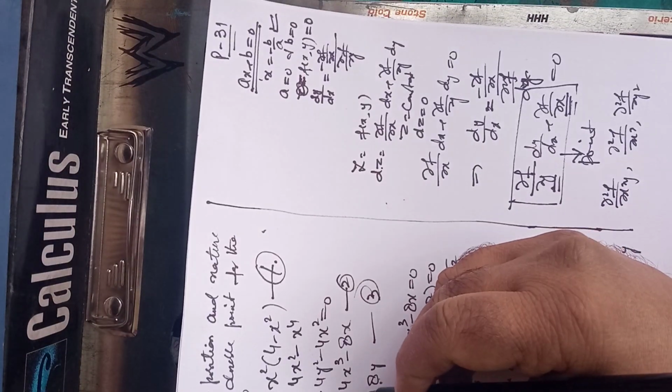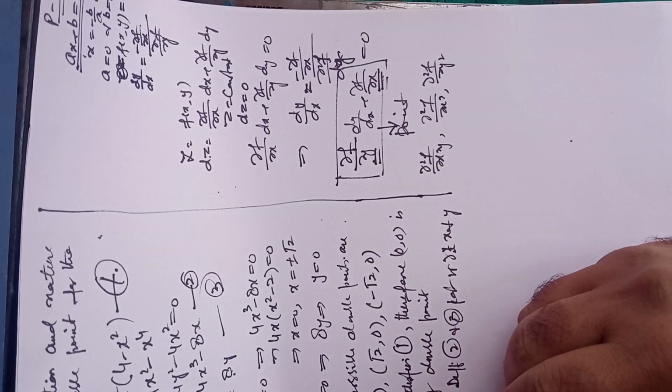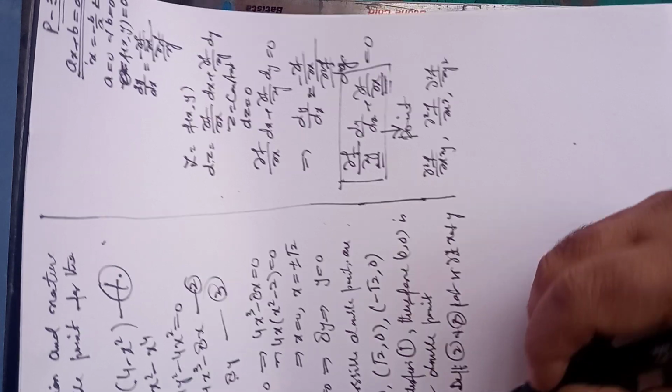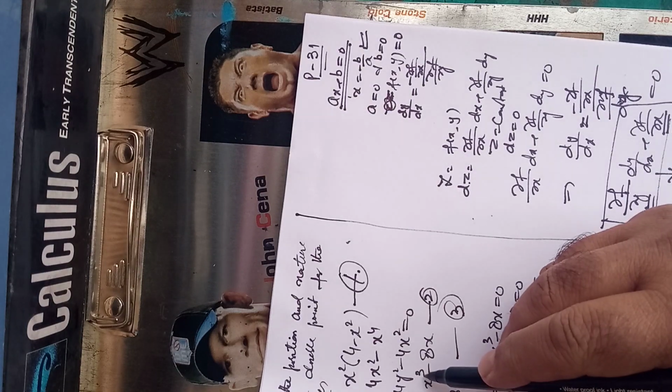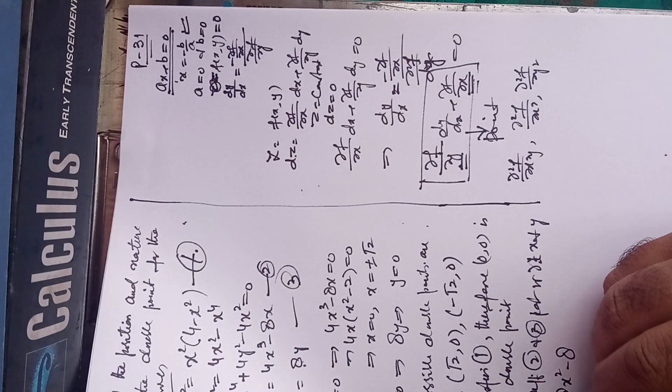Now this is del f/del x. What is del²f/del x²? It is 12x^2 - 8, the derivative of del f/del x with respect to x.